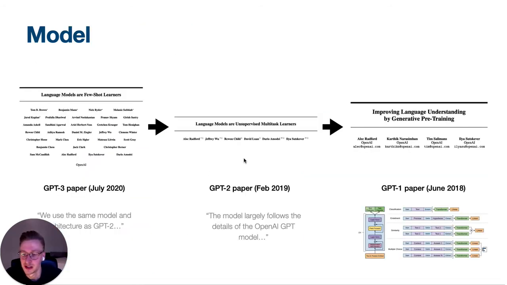So what does the specific model architecture of GPT-3 look like? To be honest, that wasn't too easy to find out. The GPT-3 paper just said we use the same model and architecture as GPT-2. The GPT-2 paper said the model largely follows the details of the OpenAI GPT-1 paper. And the GPT-1 paper finally had some nice diagrams that I could use for this presentation.